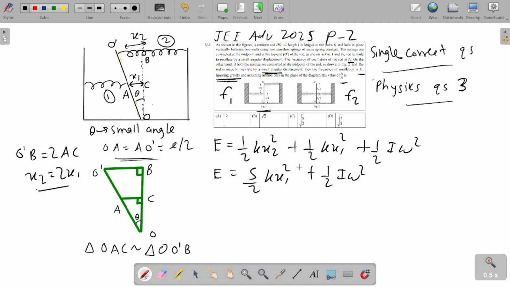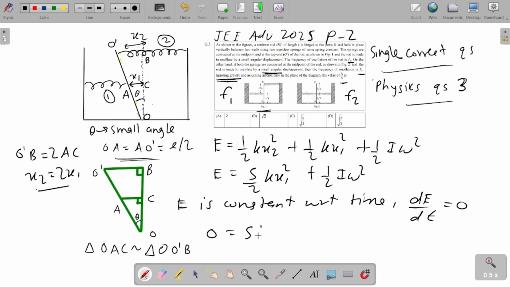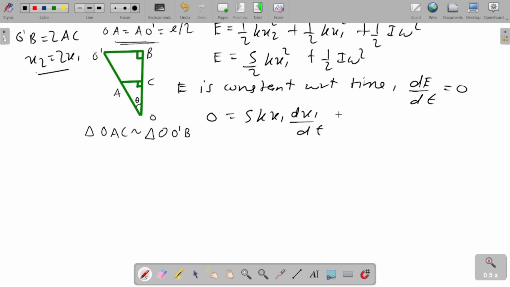Now, here comes the innovative and new part, I would say. We know that in simple harmonic motion, the total energy of the system is always conserved. Total energy of a system is always constant. Hence, E is constant with respect to time. This means that dE by dt is 0. Hence, differentiating both LHS and RHS with respect to time, we get 0 is equal to 5 kx1 dx1 by dt, plus I omega d omega by dt.